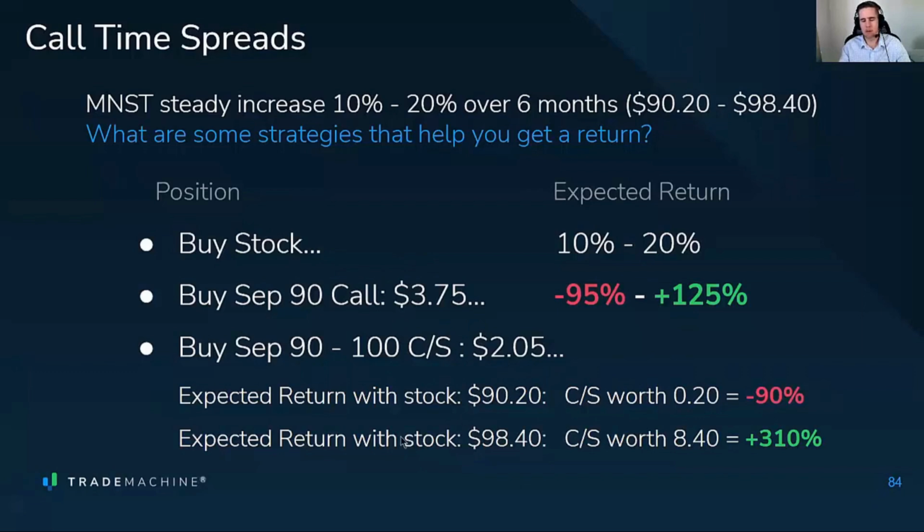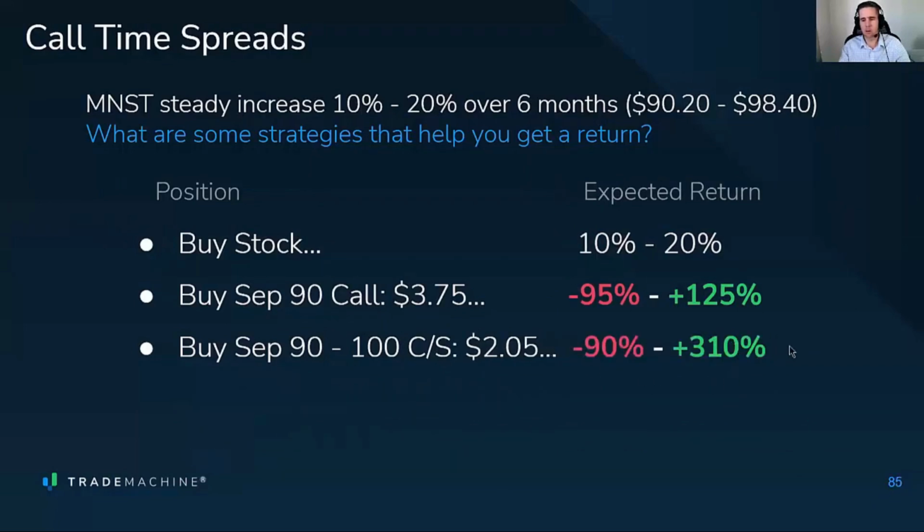How about if the stock goes up to the top of that 20% range at $98.40? Well, the 90 call is now worth $8.40, and that 100 call is still worth nothing. So since we brought the cost of the position down from 375 to 205, the return on the position that becomes worth $8.40 is now a 310% return instead of 125% return. So clearly we've done something good. I mean, we've shifted the max profitability way up. We've decreased the cost of our position substantially.